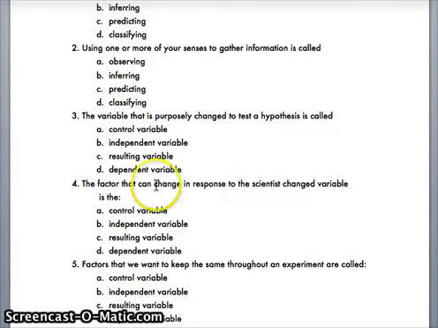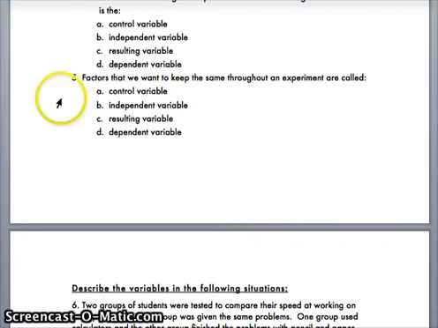Number 4, the factor that can change in response to a scientist's changed variable is the A, control variable, B, independent variable, C, resulting variable, D, dependent variable. Number 5, factors that we want to keep the same throughout an experiment are called A, control variable, B, independent variable, C, resulting variable, D, dependent variable.